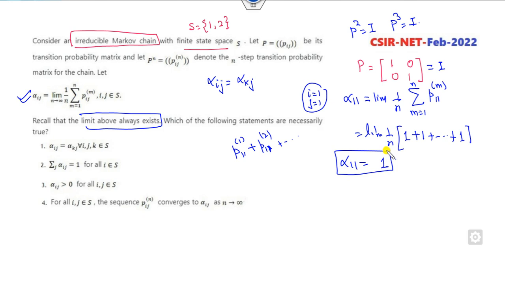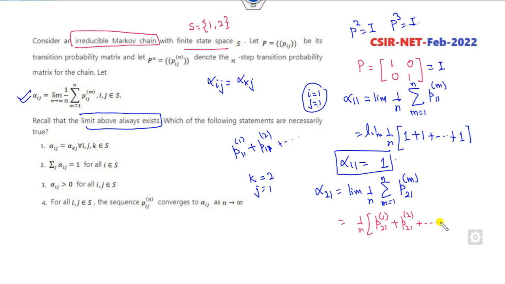If I say alpha kj, and simply take k as 2 with j already taken as 1, what is alpha 2,1? It is the limit of 1 by n times the sum of P 2,1 of m. What is the meaning of that? 2,1 of 1, 2,1 of 2 and so on. Going from 2 to 1 has probability 0. P square is also the same, again 2,1 is 0. So it is 0 up to n times, and the average is 0. It's a 1 for alpha 1,1 and a 0 here, so this option is cancelled.